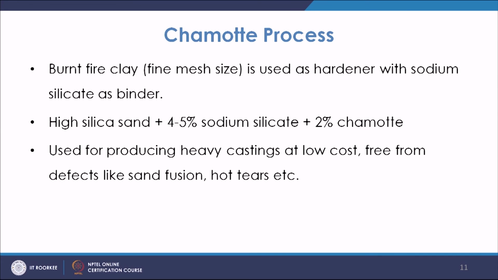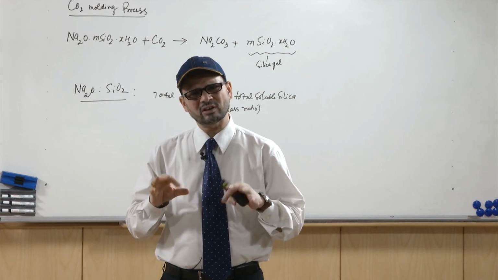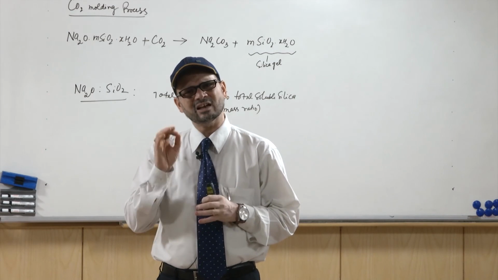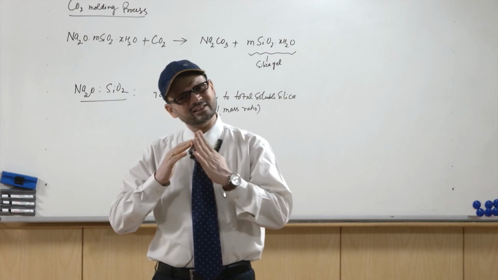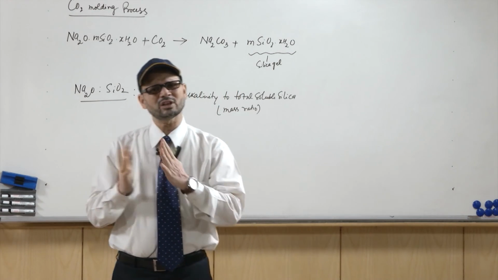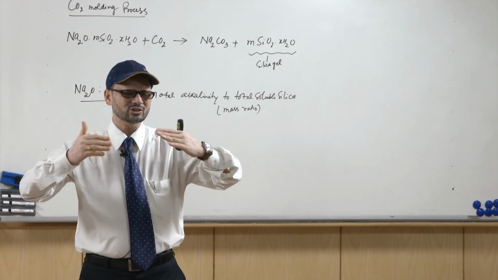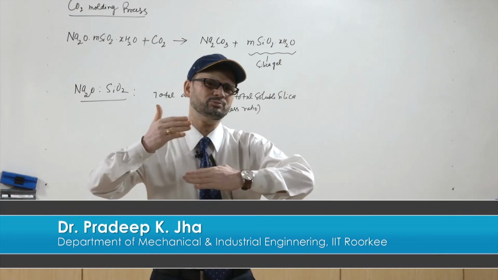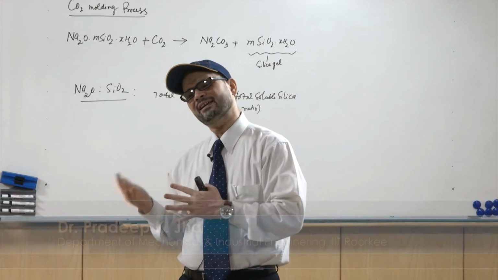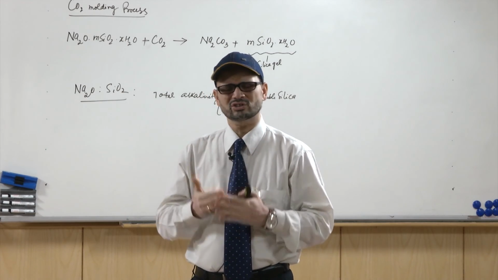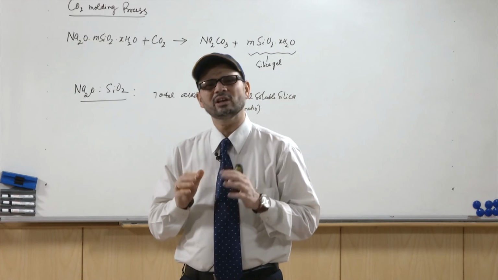So, these are the different kinds of processes based on the use of inorganic binders, mainly sodium silicate, and these are the common methods used by small, medium and large scale foundries. These processes have the edge over those processes where clay is used as a binder, because of inherent advantages like low cost, less skill required, good surface finish, good accuracy and all that.